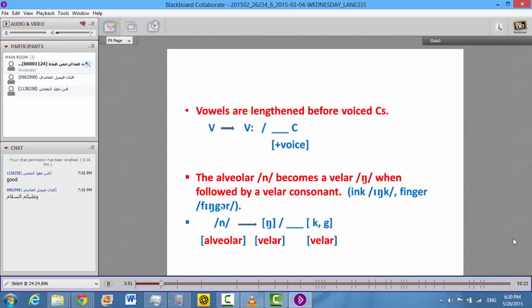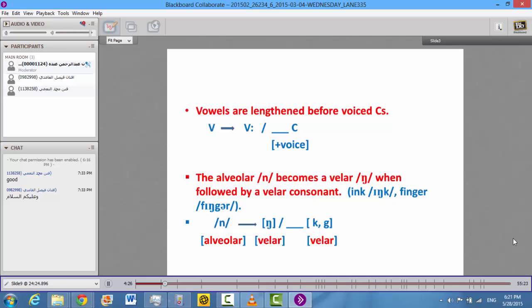Look at some examples here. The first statement, the first rule is given in a statement form. Vowels are lengthened before voiced consonants. Now here, this is a phonological rule of voicing of vowels. We call it vowel lengthening. As a process, it is known as vowel lengthening. The rule states vowels are lengthened before voiced consonants.